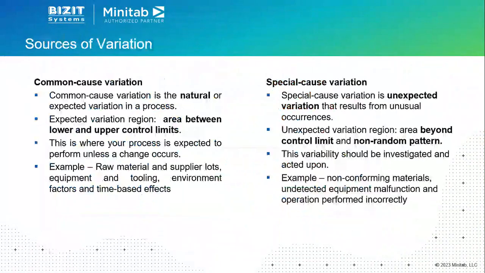Okay, so for example, common cause variation may come from your raw material itself, or from your supplier, or from your equipment itself, or from environmental factors. Okay, so that is common cause variation. For special cause variation, maybe it is from non-conforming material itself, an undetected equipment malfunction, and an operation performed incorrectly.